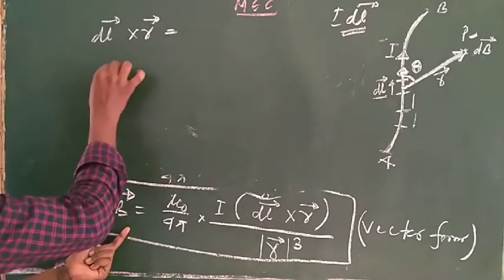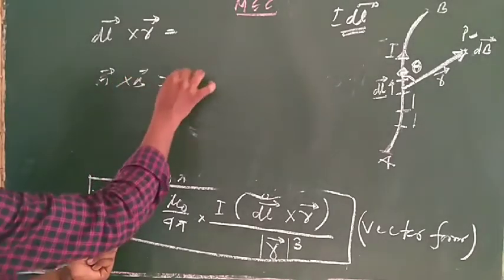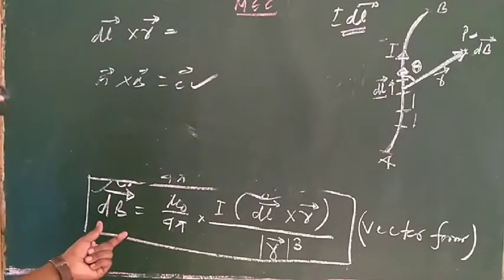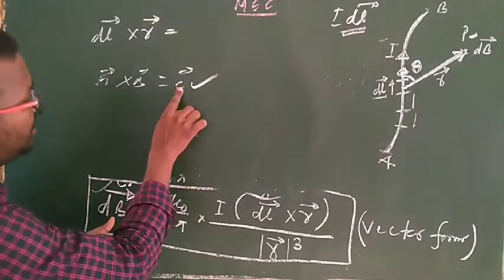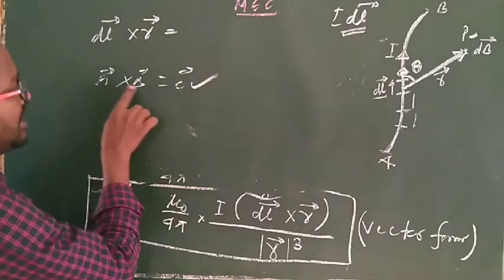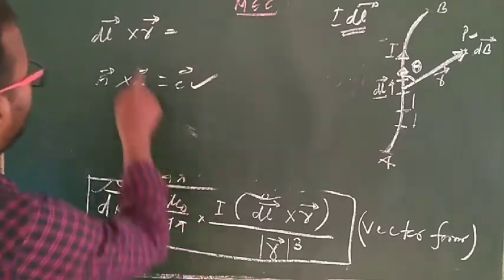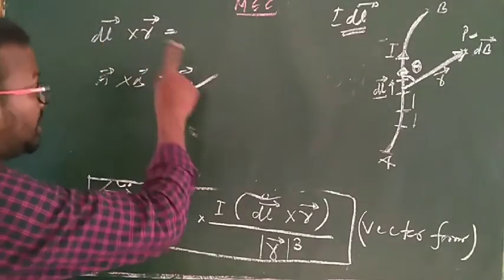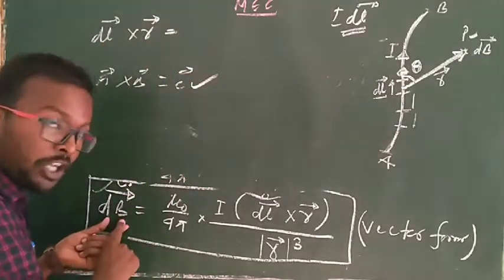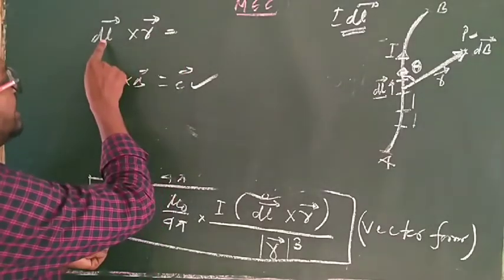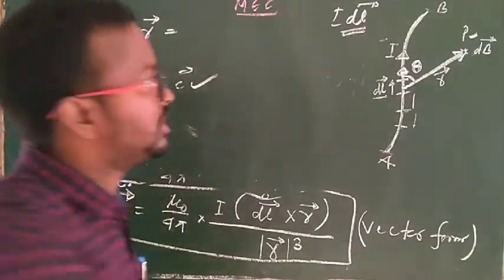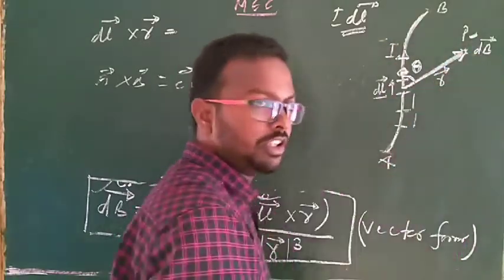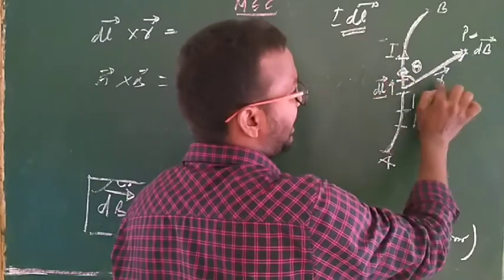Like a vector cross b vector equal to c vector. So c vector, the direction of c vector is always perpendicular to the plane containing a vector and b vector. Similarly, for the plane containing dl vector and r vector, the direction of dB vector is perpendicular to the plane containing dl vector and r vector. So this is the plane, because this is dl vector and this is r vector. So this is the plane of dl and r vector.